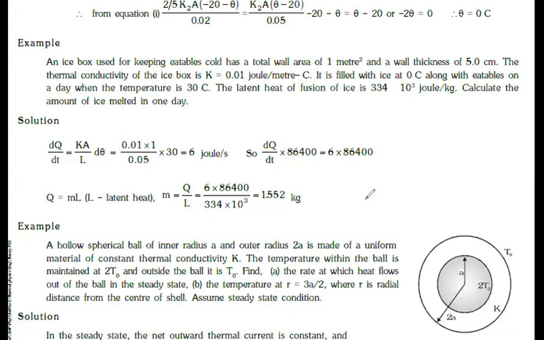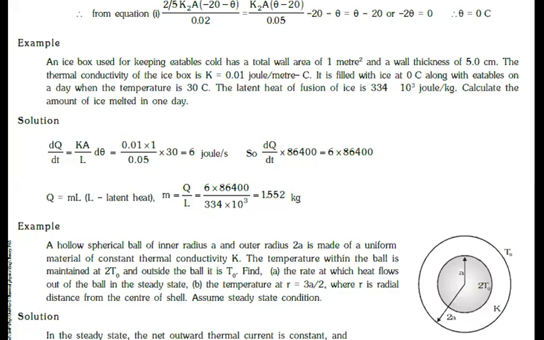Just try to understand this problem. A hollow spherical ball of inner radius A and outer radius 2A is made up of uniform material of constant thermal conductivity K. The temperature within the ball, and this is your shell kind of thing, is maintained at 2T naught, and the outside is maintained at T naught. Find the rate at which the heat flows out of the ball in a steady state.